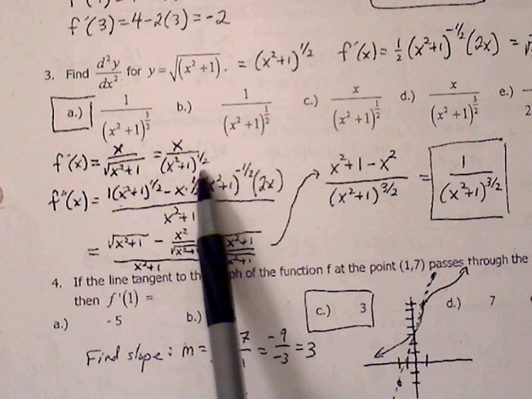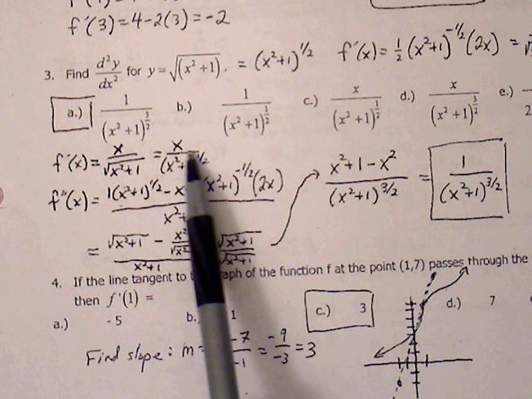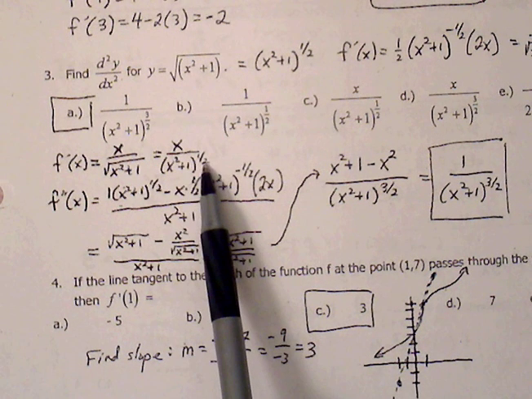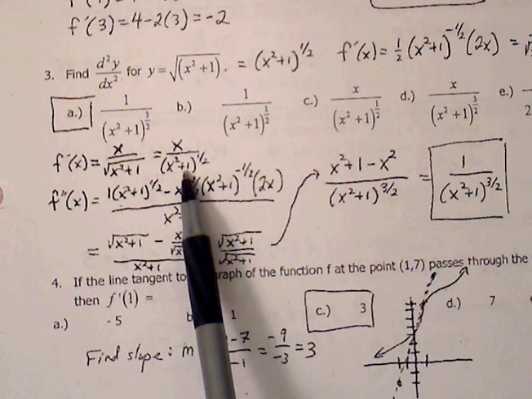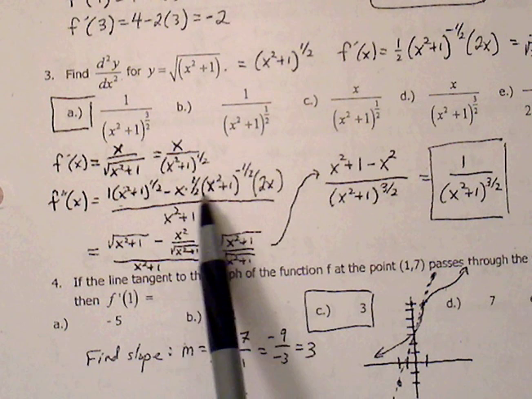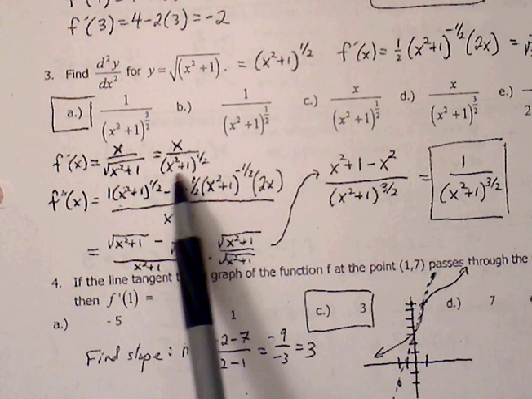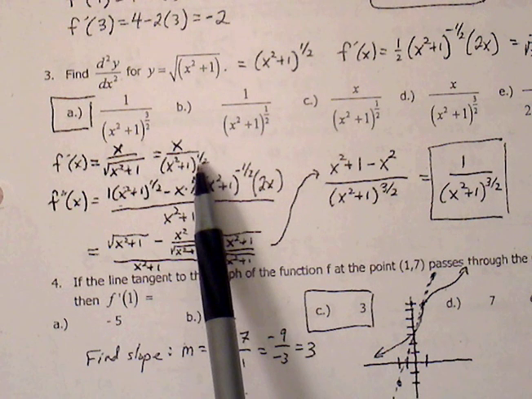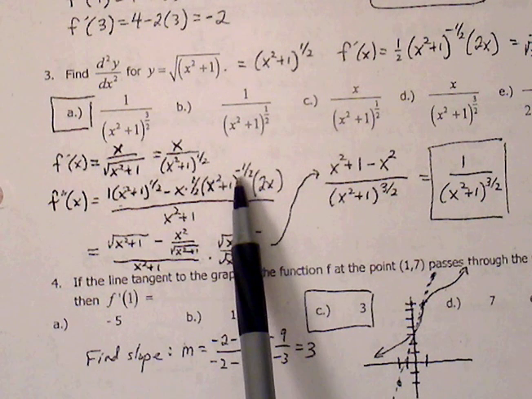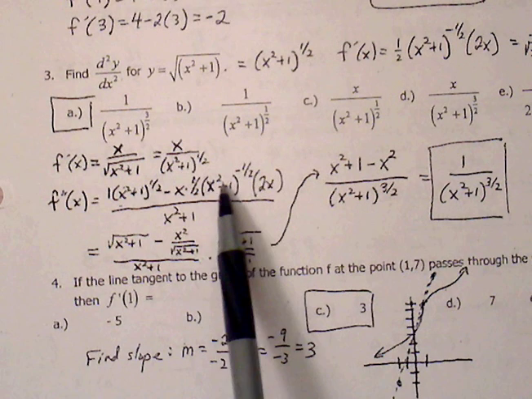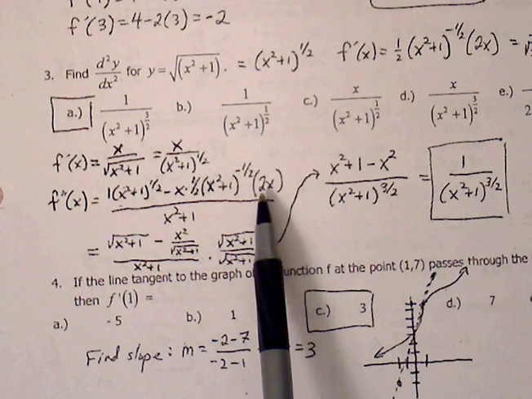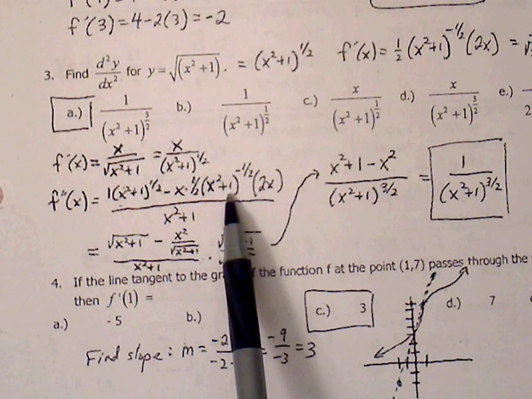So g prime is the derivative of this entire denominator, which requires chain rule because we have a composite function. Parentheses to the 1/2 is the outside function. X squared plus 1 is the inside function. So now we have f prime g minus f times g prime. So we have to find the derivative of this x squared plus 1 to the 1/2. So we bring down the 1/2, keep the parentheses, subtract 1 from the exponent, and then multiply by the inner function's derivative. So again, x squared plus 1's derivative becomes 2x plus 0, or just 2x. Remember, the constant goes to 0.